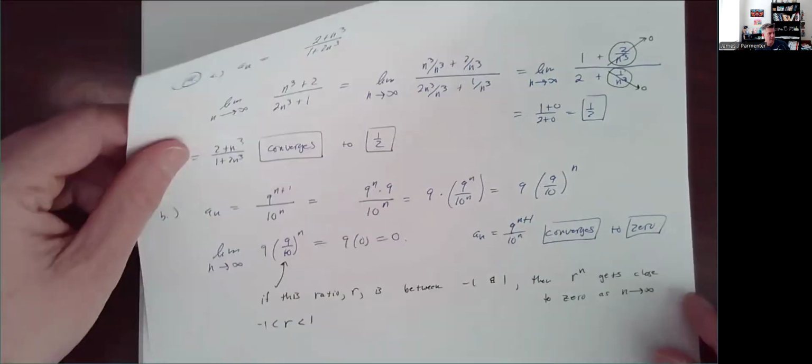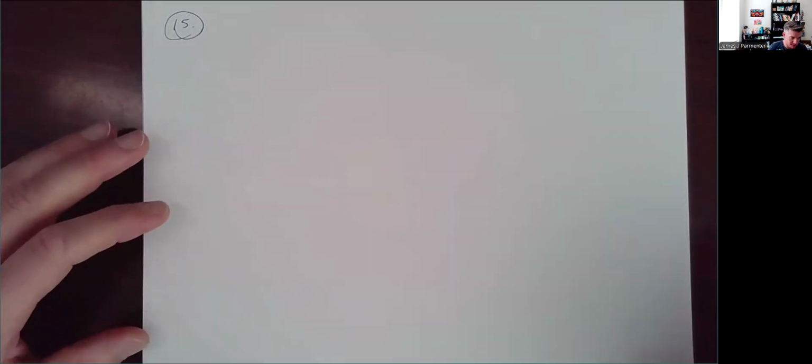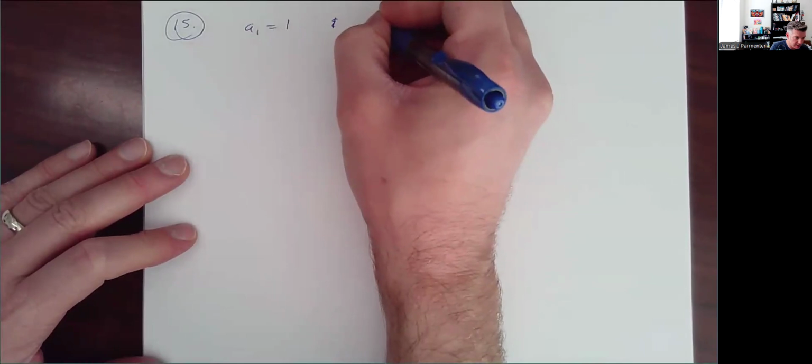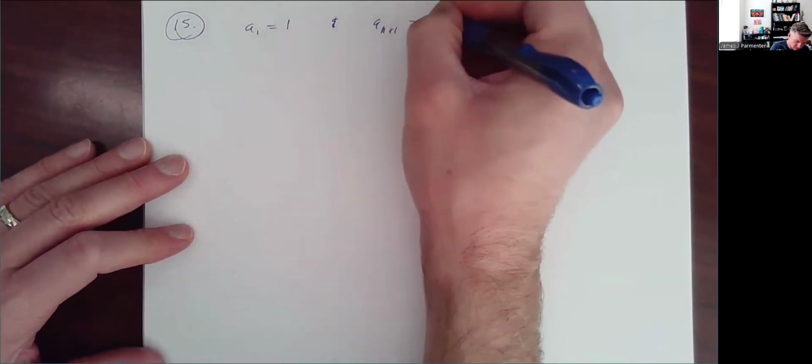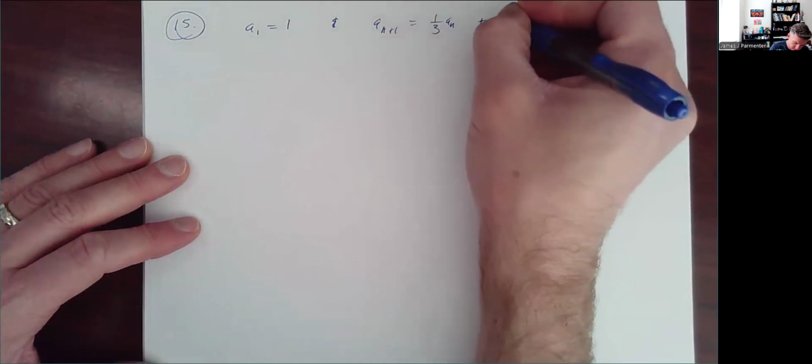Let's look at 15. We're almost done, except for the graphic. We'll come back and do that later. So 15 says, write out the first few terms of the sequence given by a sub 1 equal to 1 and a sub n plus 1 equals 1/3 times a sub n plus 3.